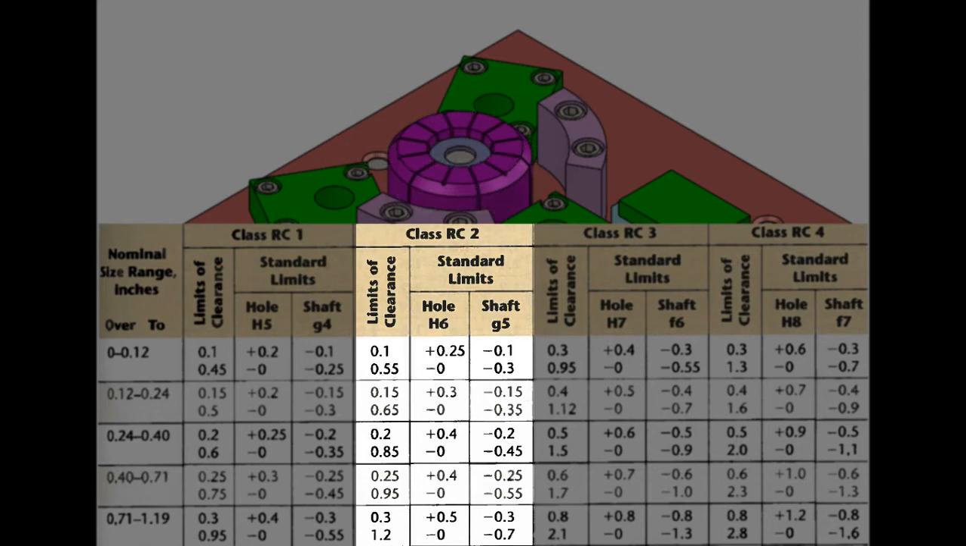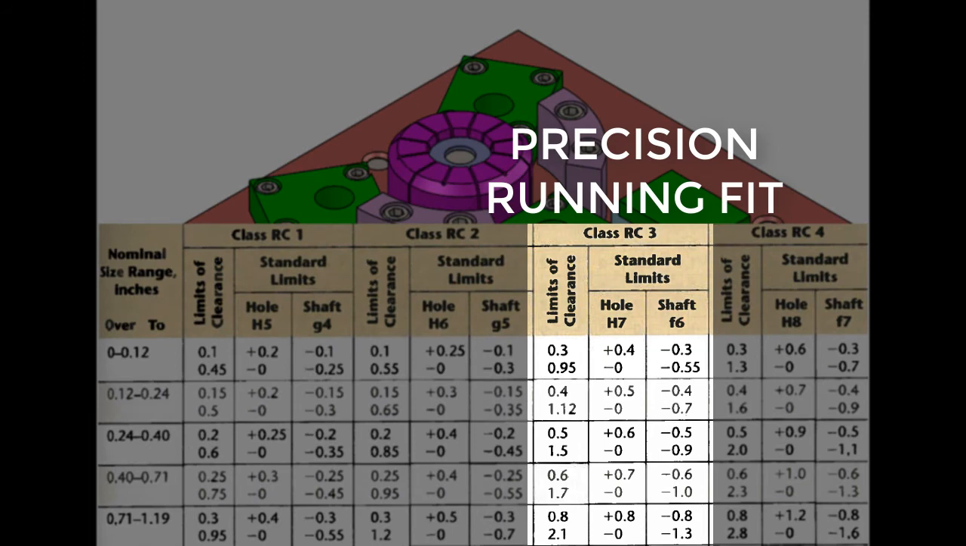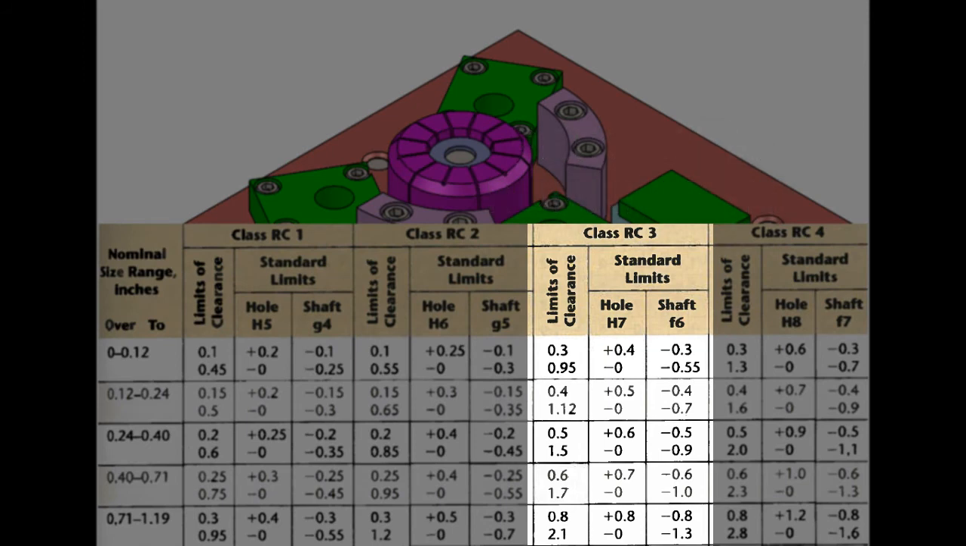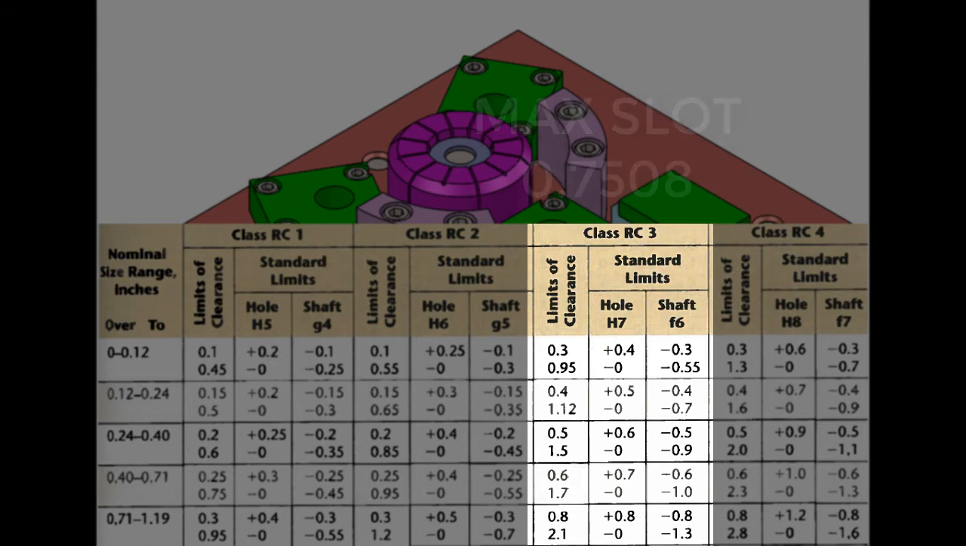This would be cheaper to manufacture, but it would be easier to machine the final slot with a 3/4 end mill, and any runout of the tooling might cause the slot to be oversized. The RC3 fit, known as a precision running fit, would make the maximum slot size 0.7508. This fit will work as long as the 3/4 end mill does not run out in the machine spindle and cut the slot larger than the 0.7508.